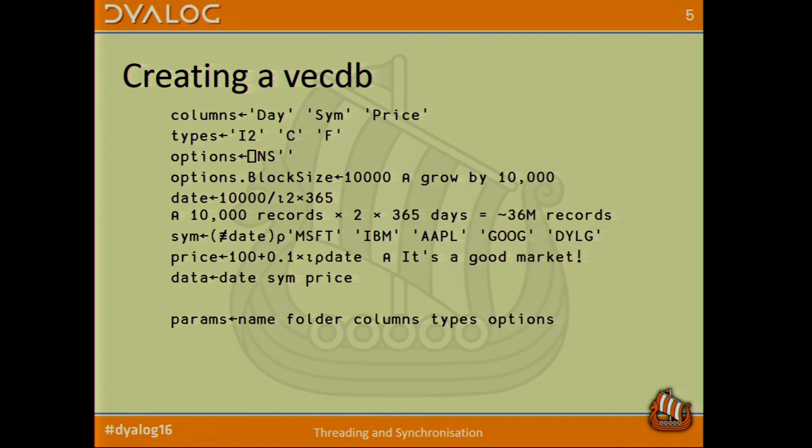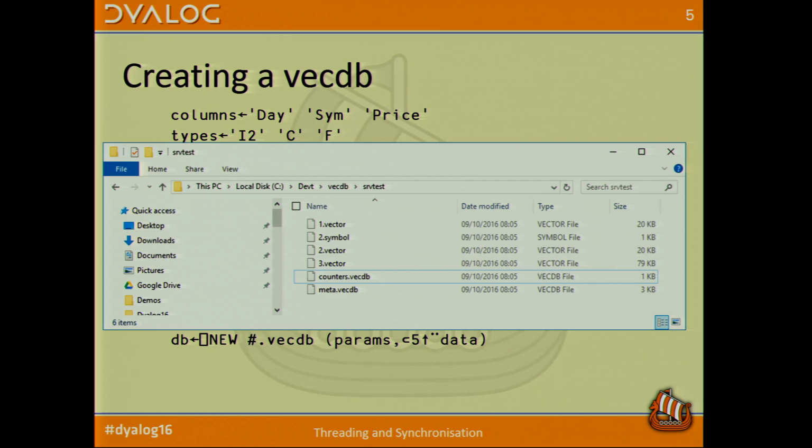And then you bring that together and say, make me a new vecdb. Is there a laser pointer here? Yes. Create a new vecdb with the parameters, and then if you like, you can provide the data up front and you have a new database.